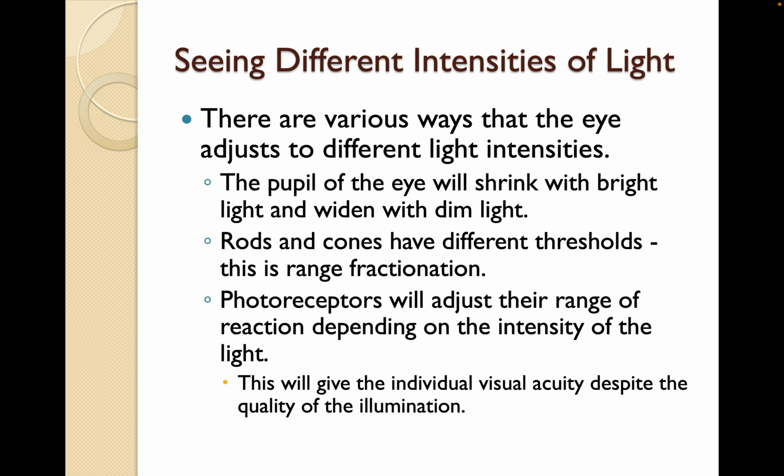There are various ways that the eye adjusts to different light intensities. The pupil of the eye will shrink with bright light and widen with dim light. Rods and cones have different thresholds, and this is range fractionation. Photoreceptors will adjust their range of reaction depending on the intensity of the light. This will give the individual visual acuity despite the quality of the illumination.